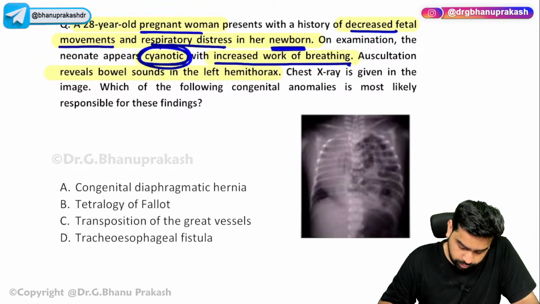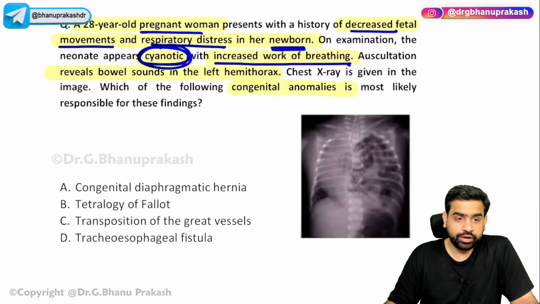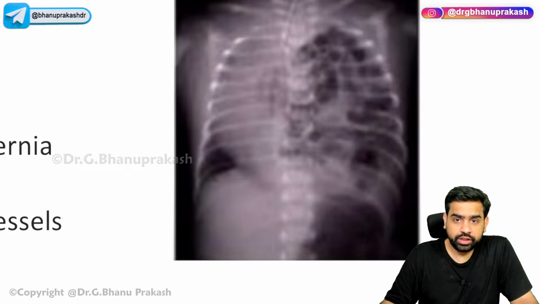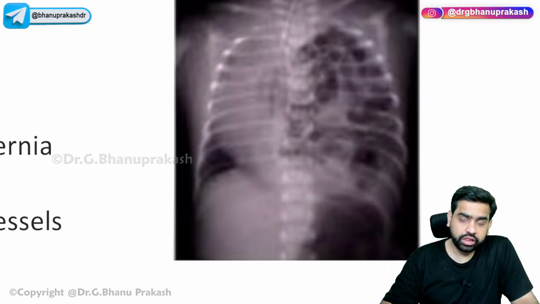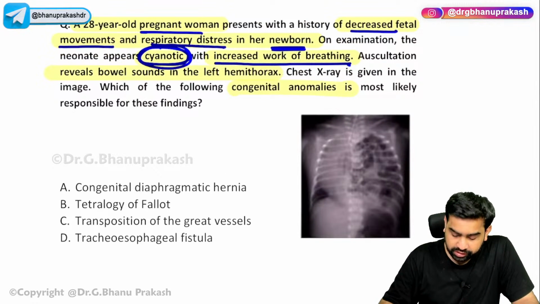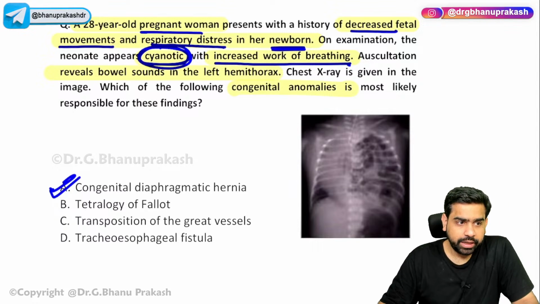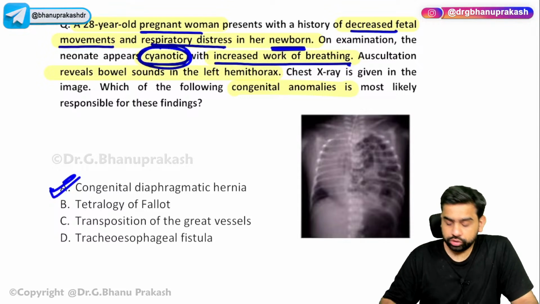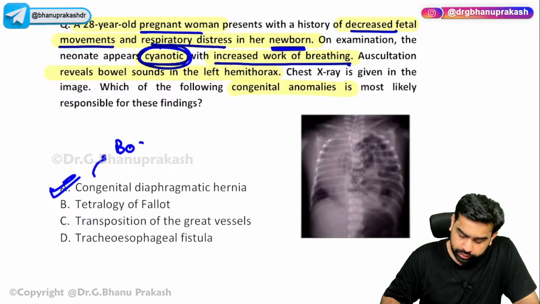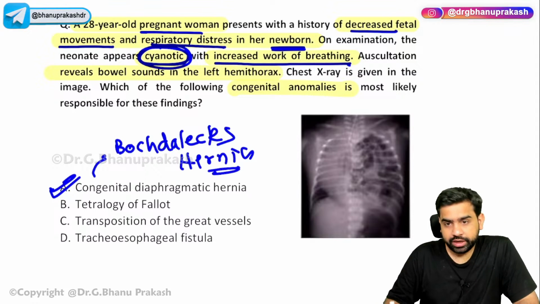Basically, it's a very simple question. What they're trying to ask is what is the congenital anomaly in these patients, and this is the X-ray they have been trying to show you. So definitely, this is a congenital diaphragmatic hernia. Can anybody tell me what this particular congenital diaphragmatic hernia is called? This is called a Bochdalek hernia.